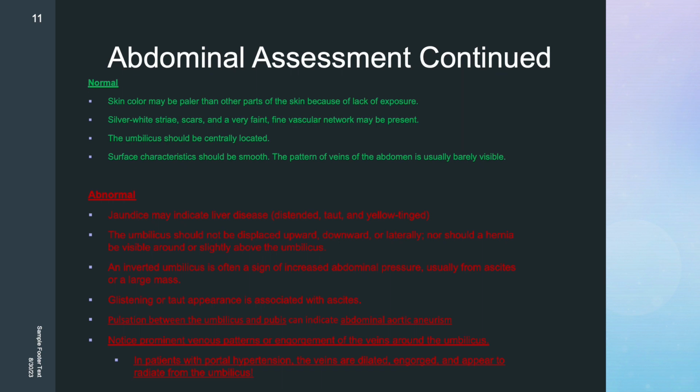No pulsation between the umbilicus and the pubis indicates an abdominal aortic aneurysm. You should not, I repeat, not, be able to lay down flat, look at your belly, and see thump, thump, thump coming from that area. That is an indicator of something very serious.